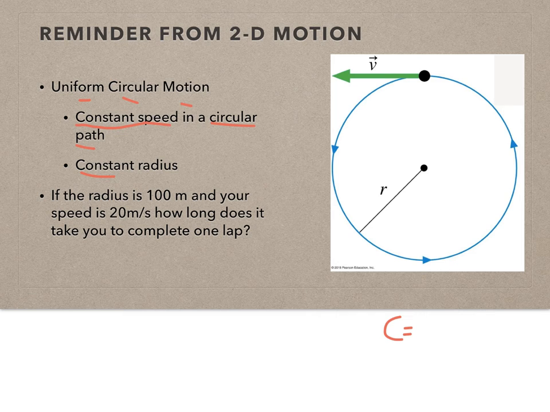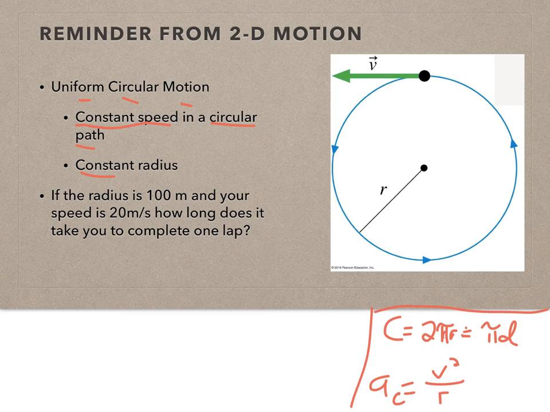just general circumference. The equation for that is 2 pi r, also equal to pi d. So either one of those is acceptable. And the other one is our formula for centripetal acceleration from before, and that was v squared over r. So we're going to be using these upcoming. These are just reminders. So let's look at an example.